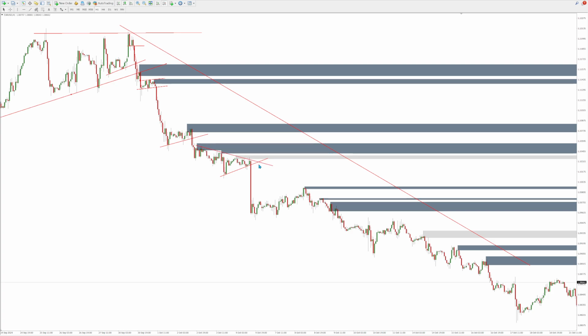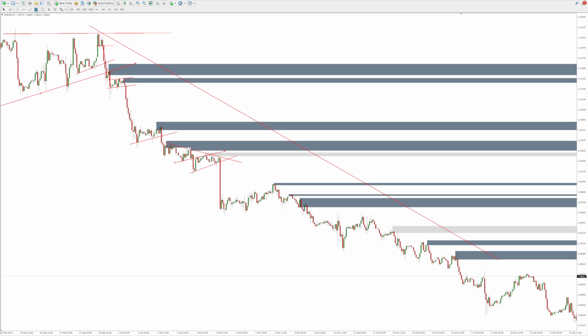You can see the market making lower highs. Got a nice diamond formation there, or a wedge pattern, and a breakout to the downside. Even earlier, you can see here as well: support, breakout to the downside. That support level then becomes resistance. Ample opportunities to enter on this trend.